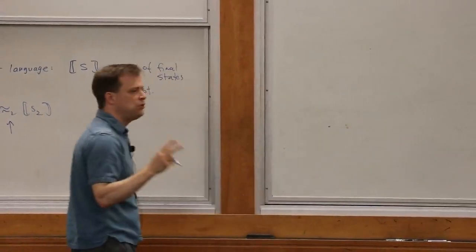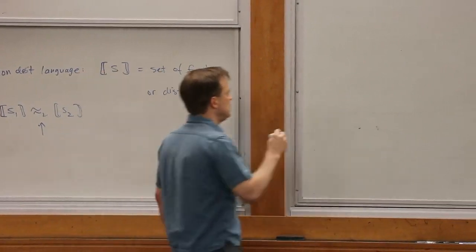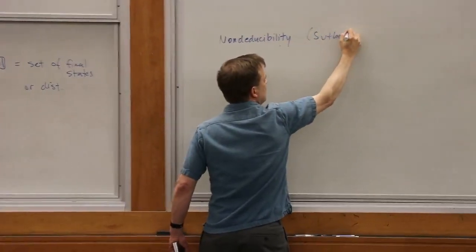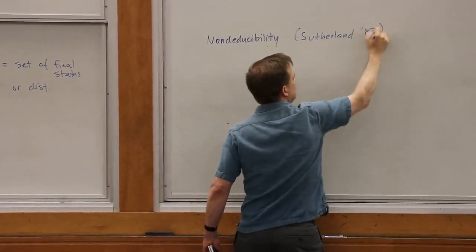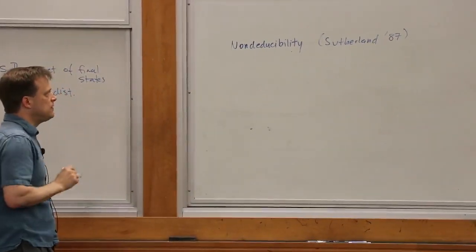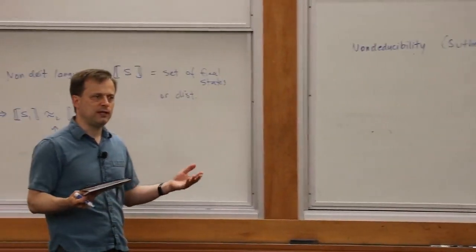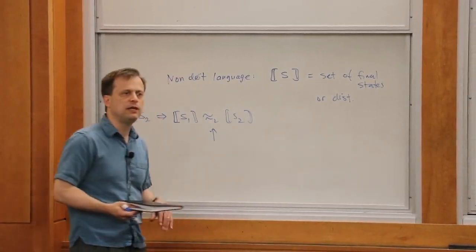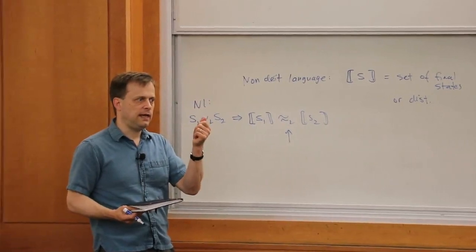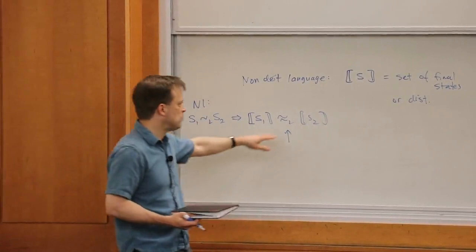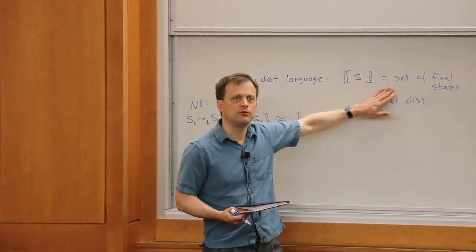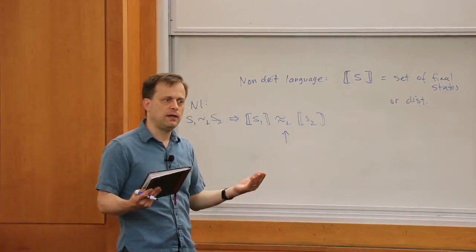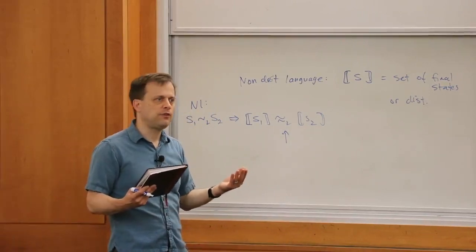So I think the definition that I like, well, I think there are two definitions that are maybe most worth talking about. One of them is an idea called non-deducibility. So this is an idea due to Sutherland, I think 87, thereabouts. And so Sutherland's idea is, you imagine that you have the adversary running the two hypothetical executions of the program, like we had before, our S1 and our S2.